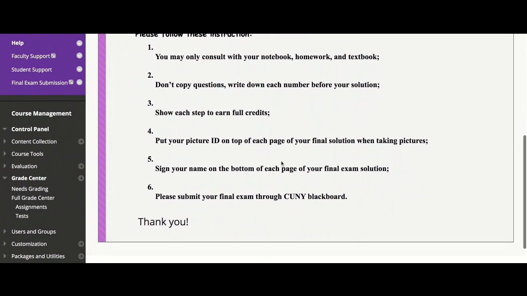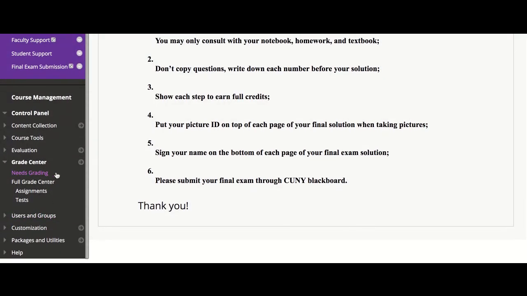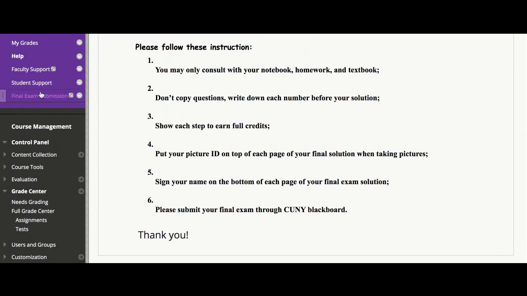Right, so put your ID on top of each page of your final exam. Yeah, sign your name on the bottom of each page. So submit through CUNY Blackboard. Once this submission opens, they give you the opportunity to submit your final exam solutions.